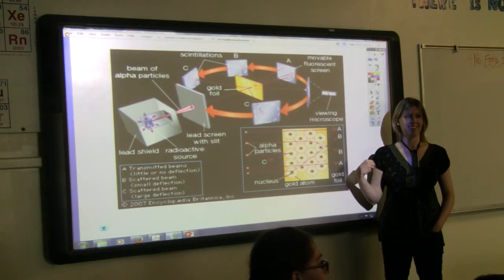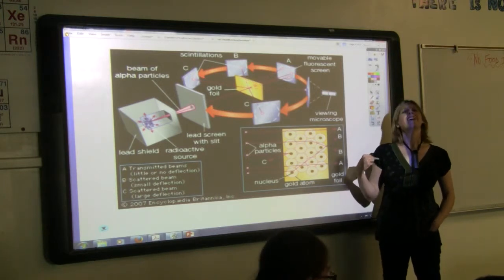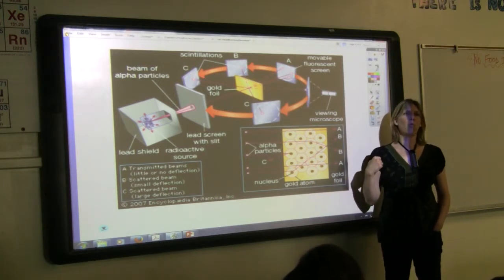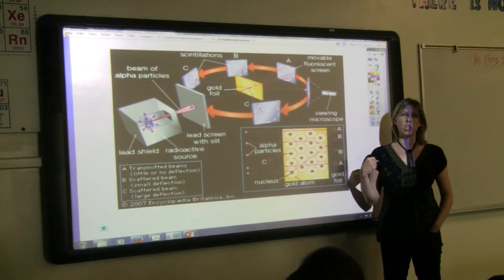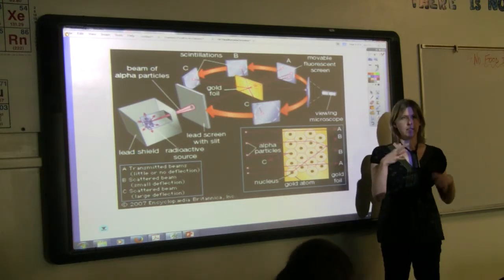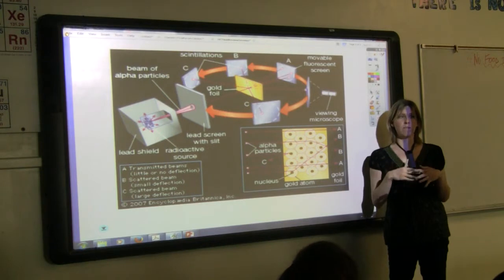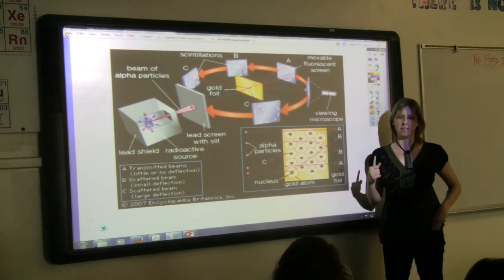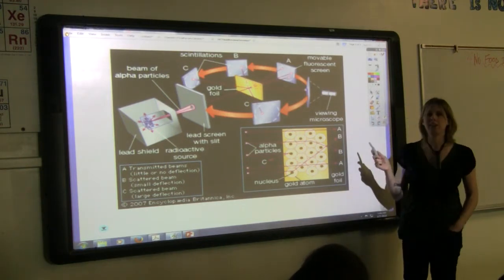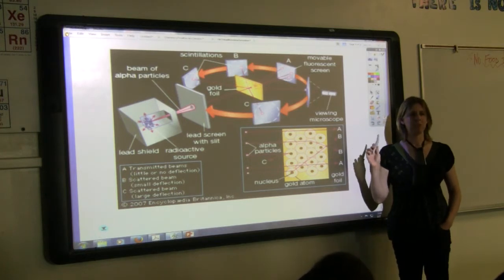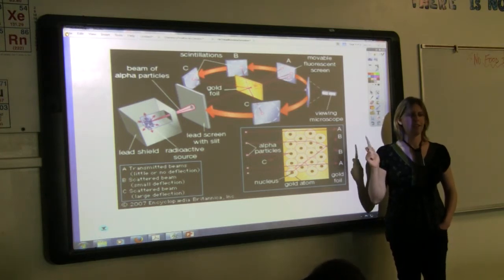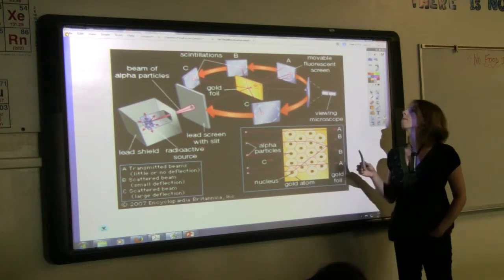That they have a nucleus. And what are they made of? Does the nucleus take up lots of space or very little? Little space. So those are the two things that came out of the experiment: it's mostly empty space, and it has a nucleus.